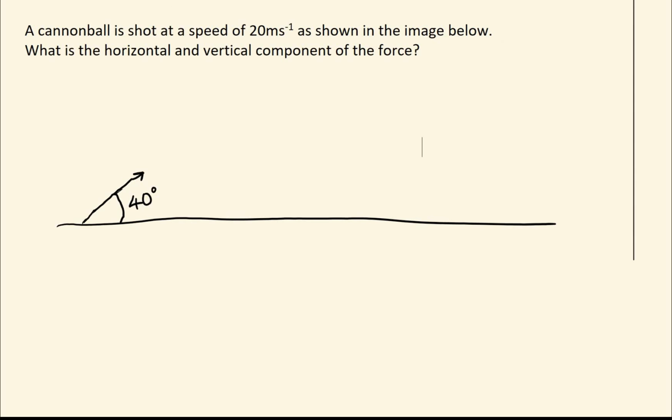Okay, let's look at another type of question. All these so far have to do with forces and acceleration. This question has a very common setup where we're shooting some sort of projectile at an angle to the horizontal. We're told a cannonball is shot at a speed of 20 meters per second. As shown in the image below, we want to work out the horizontal and vertical components of the velocity. So this is using vectors again.